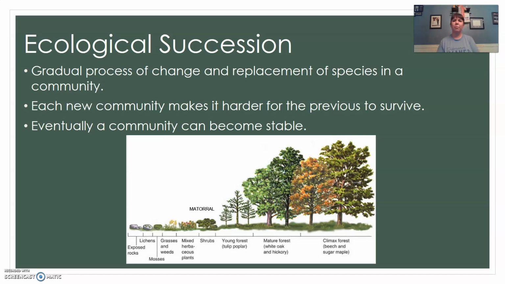I wonder why it says harder for the previous to survive. Anyway. Oh, I know. They're out competing. Sorry. I had a moment.